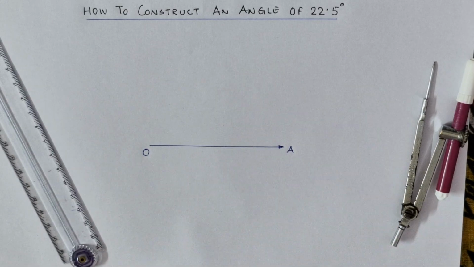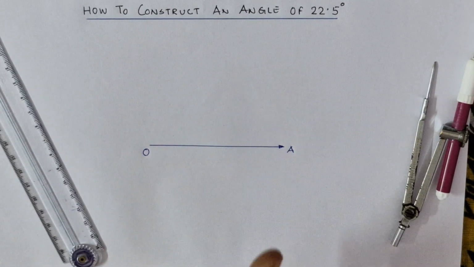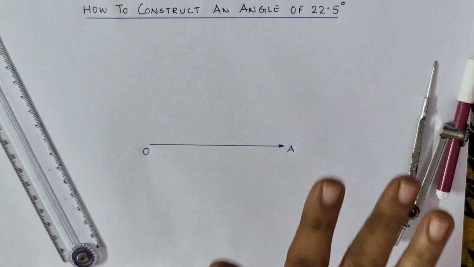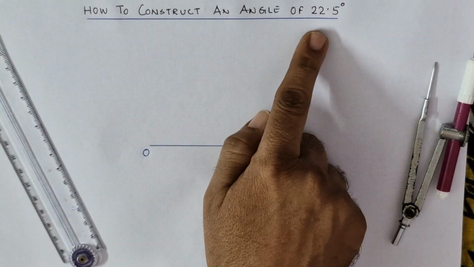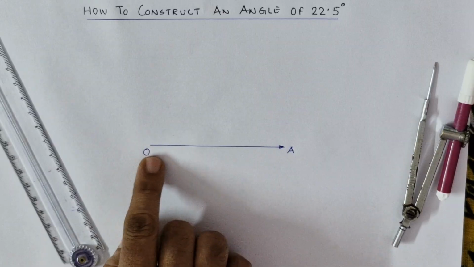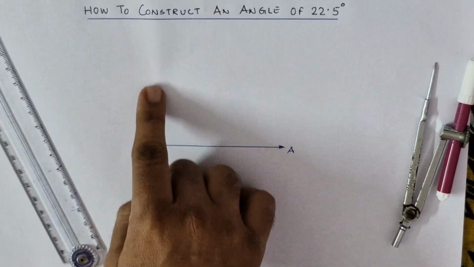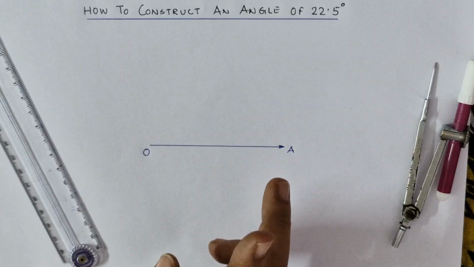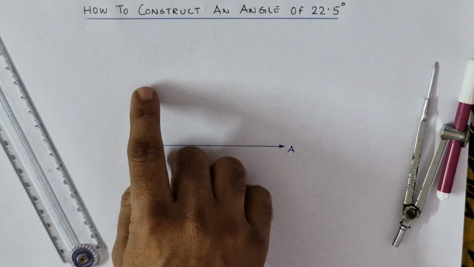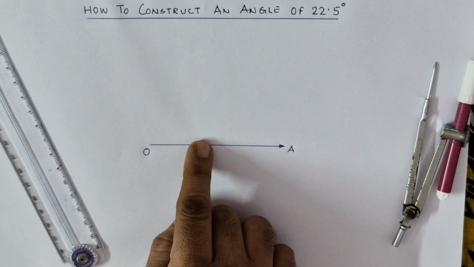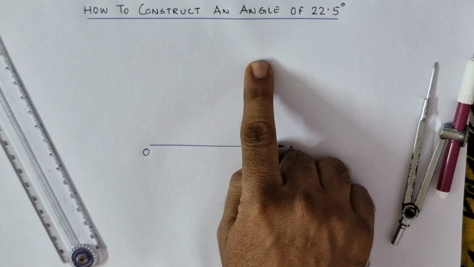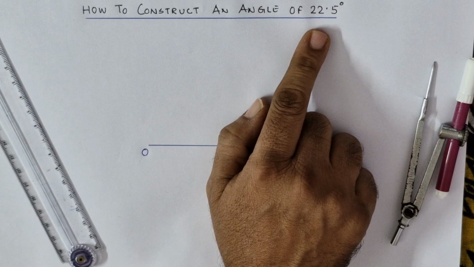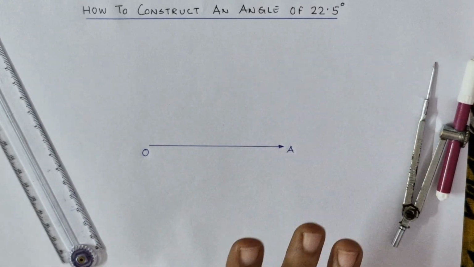The first step will be, students, please watch it very carefully and learn. It's a very easy way to construct this particular angle of 22.5 degrees. What do you need to do? From this vertex, construct an angle of 90 degrees. Now you have learned how to bisect an angle. So bisect the angle of 90 degrees, you're going to get 45 degrees. Now again bisect the angle of 45 degrees, you're going to get 22.5 degrees. This is as simple as that.